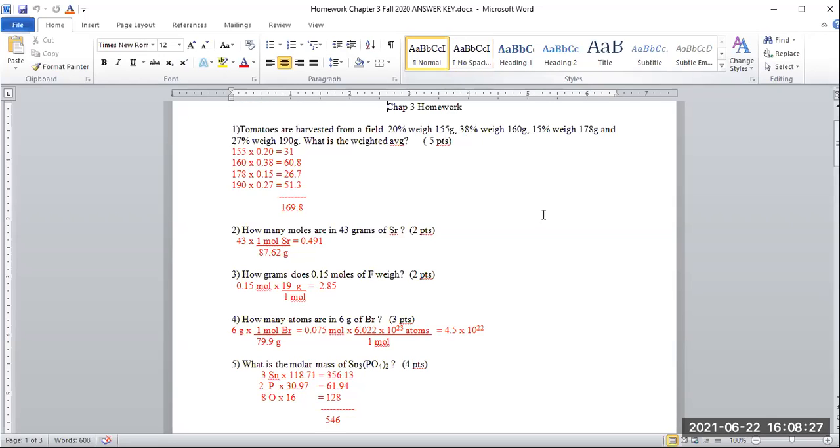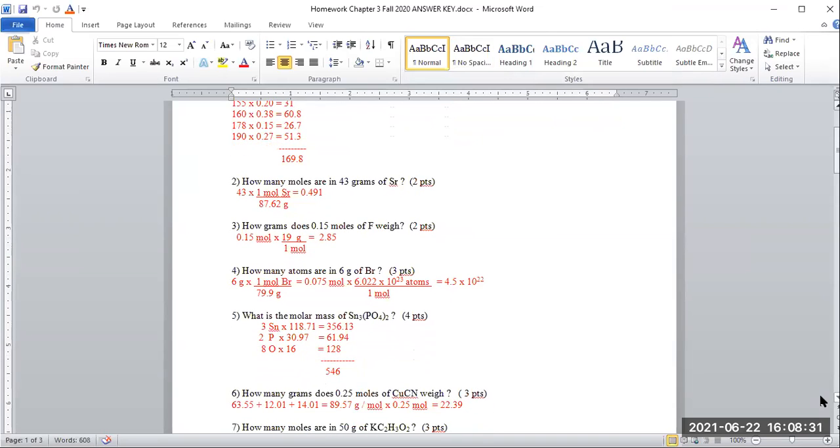So then we move into going back and forth between grams and moles and atoms. I gave you 43 grams of strontium. So a lot of the rest of this chapter involves heavy usage of your data from the periodic table. Take your 43, you are dividing by the atomic mass, and that gives you 0.491 moles.